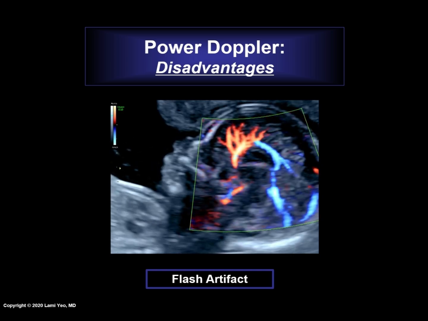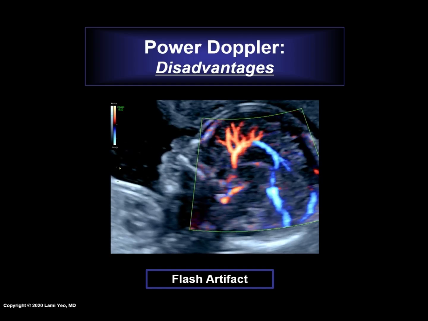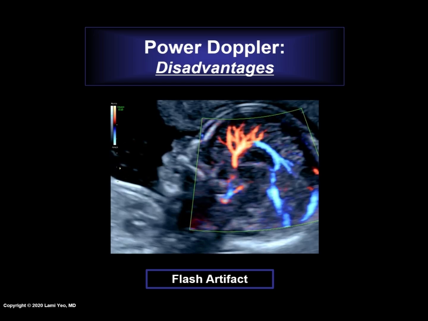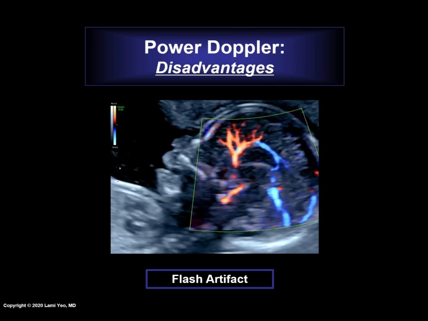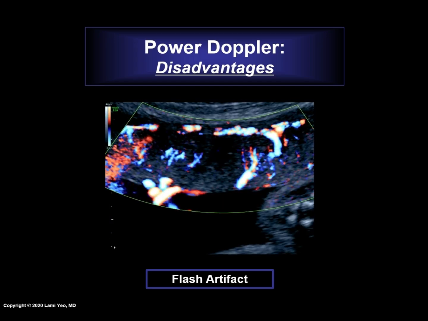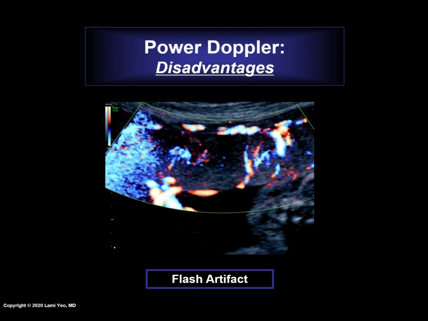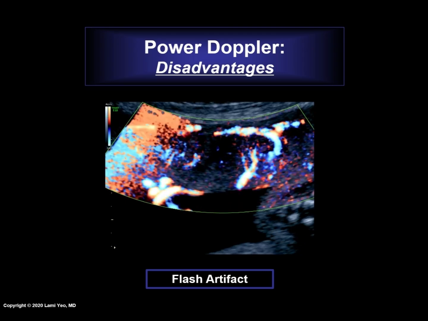Here's an example that shows a more severe flash artifact due to fetal motion. The pericallosal artery is being imaged in this fetus using directional power Doppler. Here is the last example in which directional power Doppler has been applied to the placenta, and flash artifacts are evident.